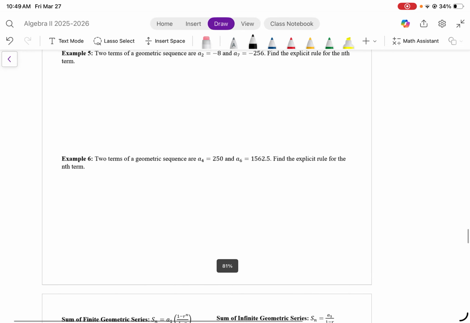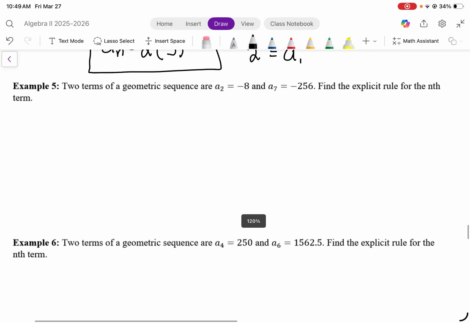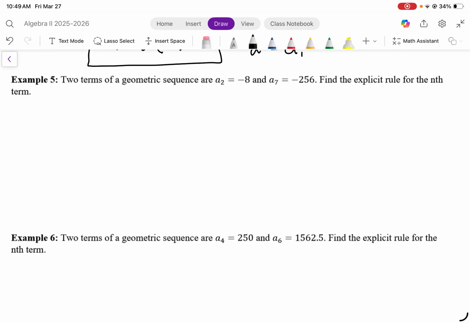All right, the next two, these ones are very similar. They give us two terms of a geometric sequence, so right away they tell us what equation we should be using, and they are a sub 2 equals negative 8 and a sub 7, sorry, equals negative 256. They want you to find the explicit rule for the nth term.